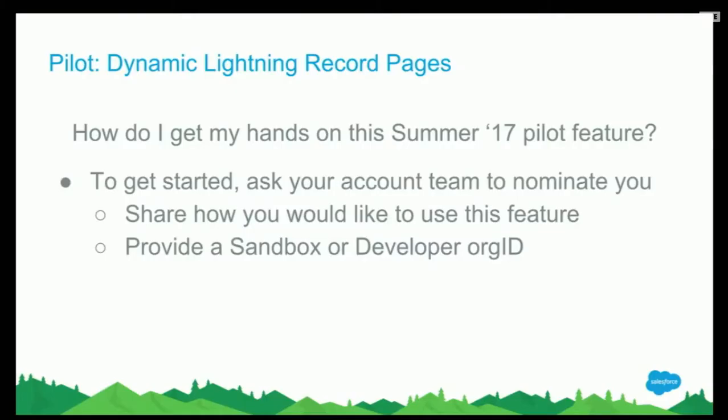I'm going to flip back here to our slides, and I'm going to talk a little bit about how to get signed up for this pilot feature. So how do I get my hands on this? To get started, just ask your account team to nominate you. There's just a couple of things we want to know in that nomination. We want to understand how you'd like to use this feature. And then just provide either a sandbox or a developer org ID, and we'll go through the process of getting you set up. It shouldn't take us that long to do. We'll get it in your hands as soon as possible.